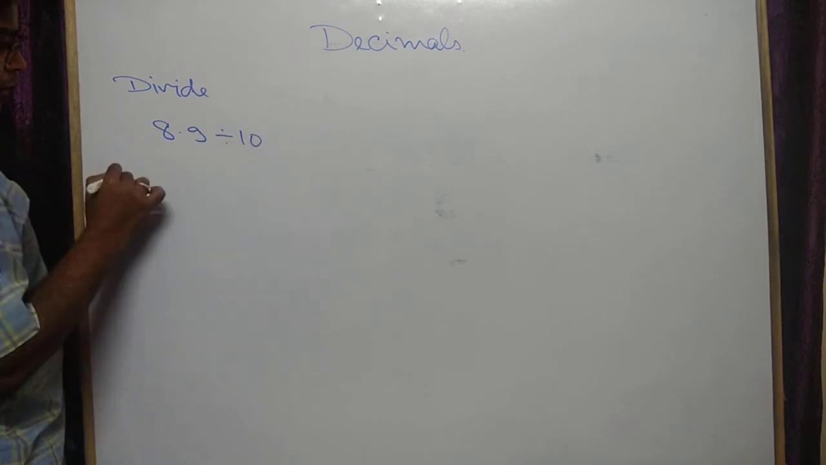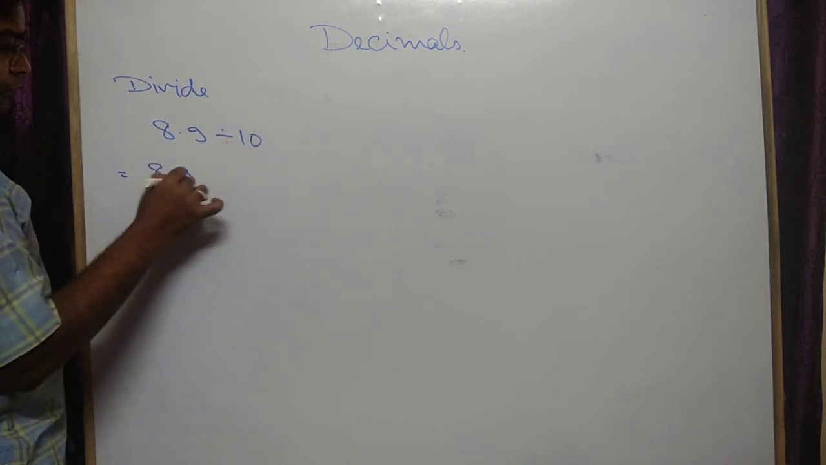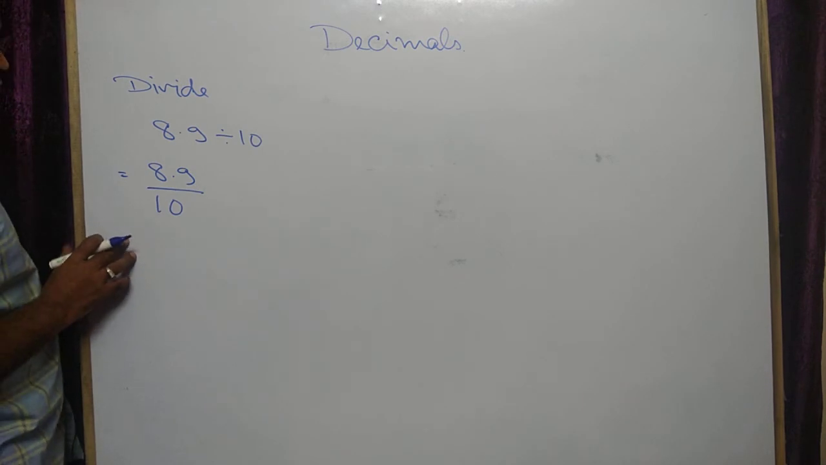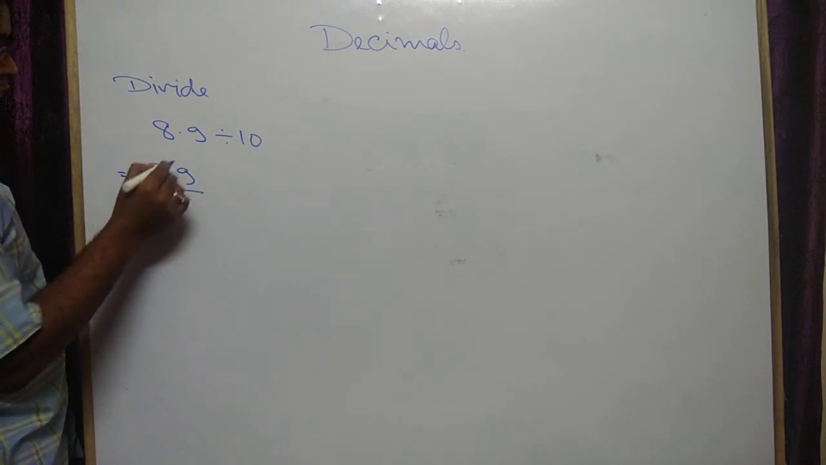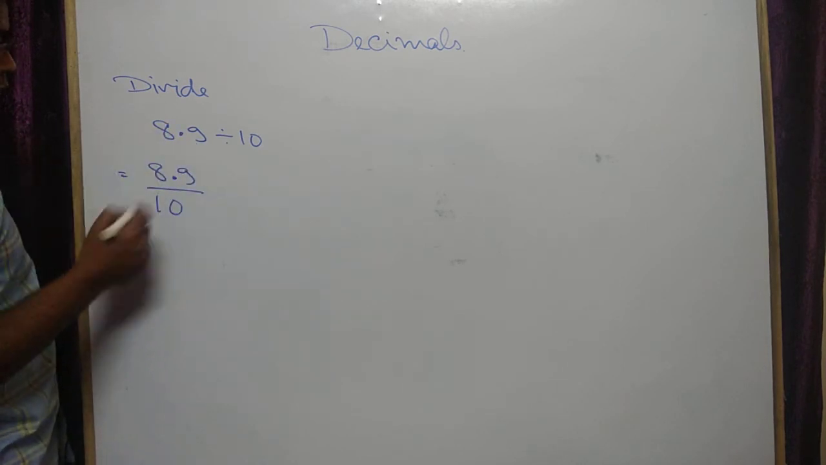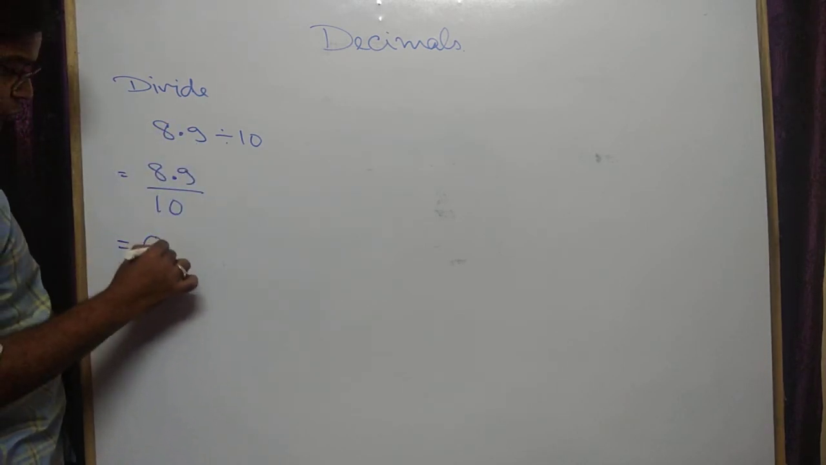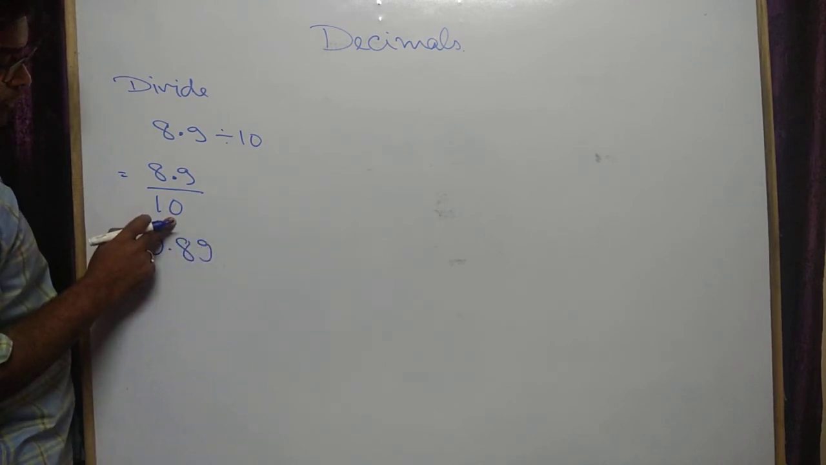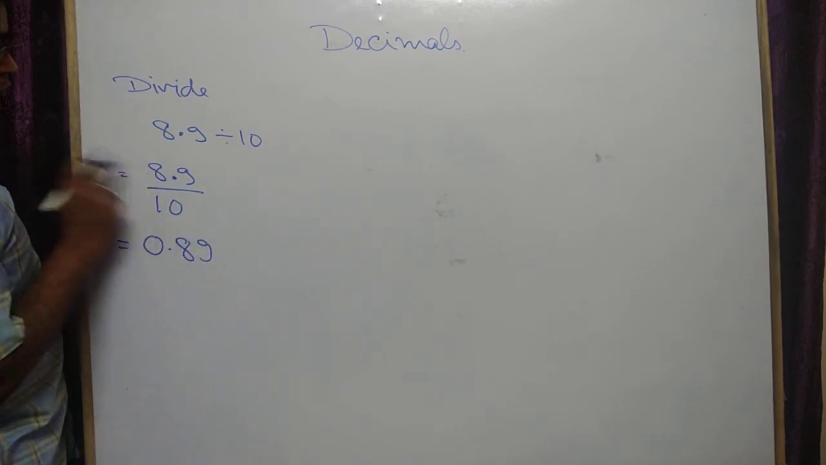Come to the division part. Divide 8.9 by 10. Remember, in this type of condition, just opposite to multiplication, we shift the decimal to the left-hand side. So it's 0.89, because there is 10, so the decimal shifts one place.